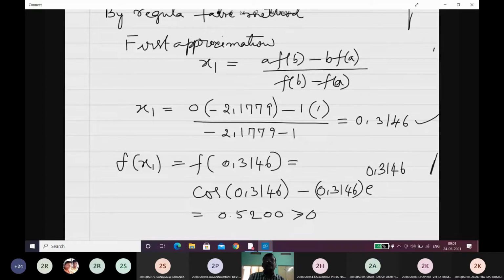That is equal to cos of 0.3146 minus 0.3146 into e power 0.3146. Check out, all of you, what is this value once again? Is it true or not? Take the calculators please, all of you. Is it true? Please respond, anyone?